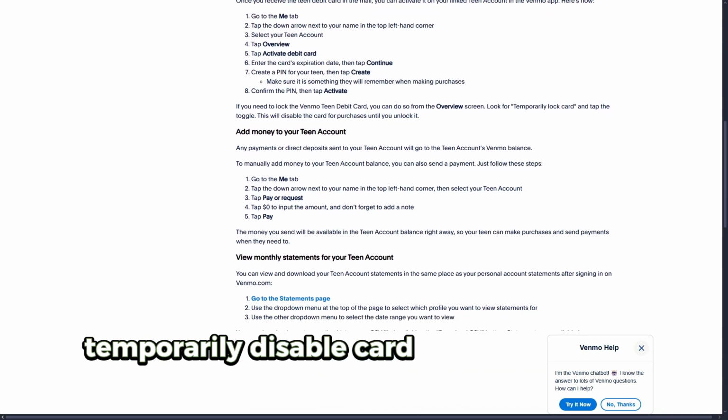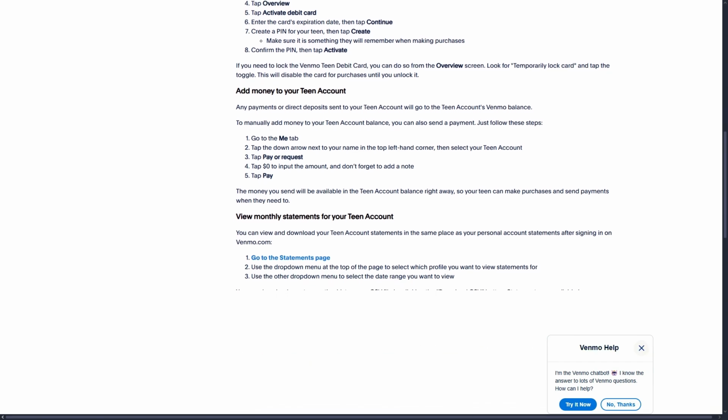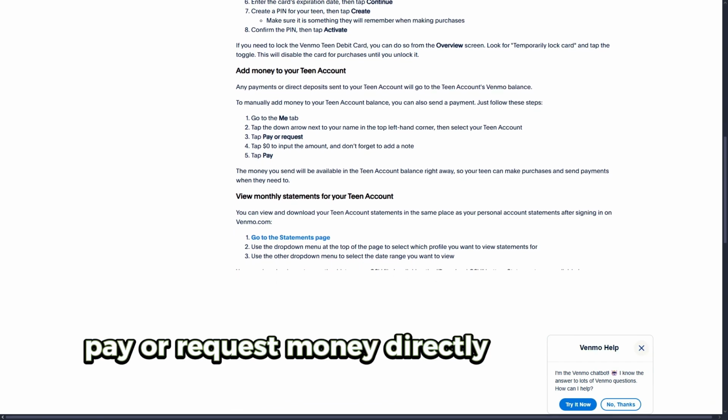Temporarily Disable Card. Once activation is complete, you can start adding funds, pay, or request money directly through the teen account.